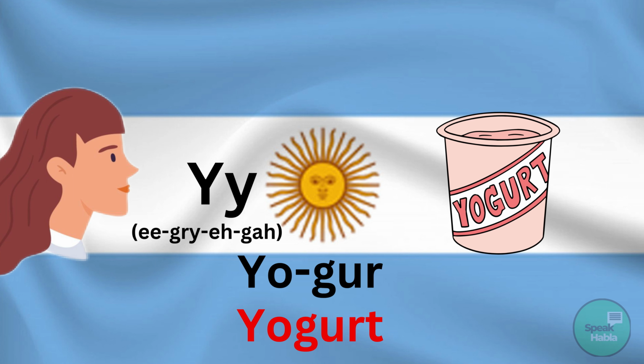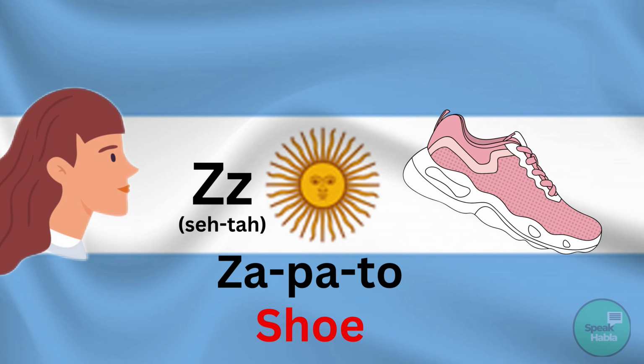Yogur. Very good. The letter Z is pronounced Z. Say it with me. Z. Now let's say it in an example. Zapato, shoe. Okay, one more time. Say it with me. Z.